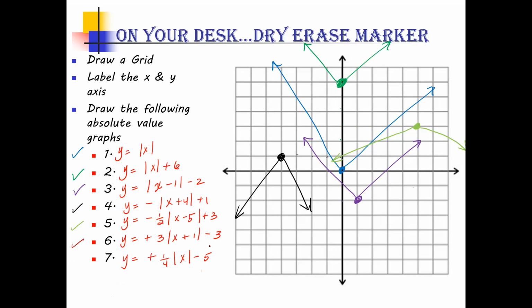All right, next one, we have 3, 1, 2, 3 down, 1 to the left. It's a positive, and also it's bigger than 1, so it's going to be a little bit of a skinnier graph, like that.